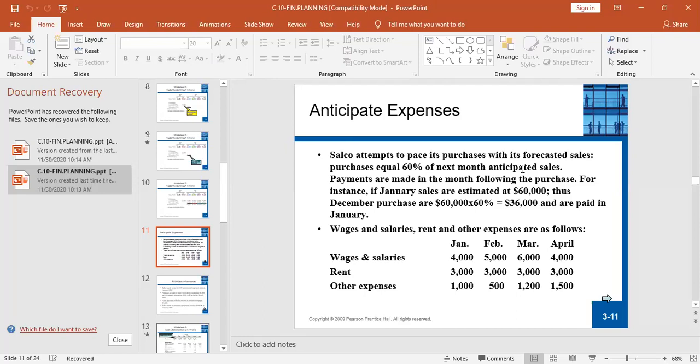Okay, so if the purchases is a cash purchase, then the cash will be disbursed in the same month of purchase. Okay, so other than purchases, there are also other expenses incurred for the business. So examples of the expenses are wages and salaries, rent and other expenses. So these are the expenses that will be incurred for each of the months.